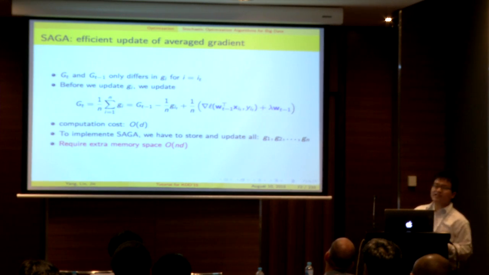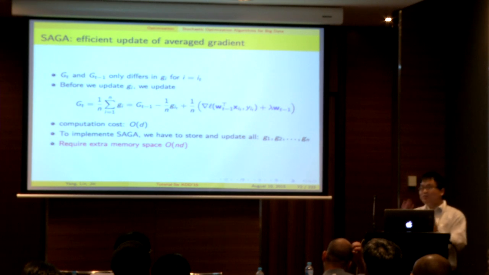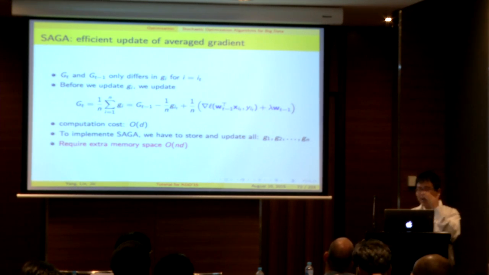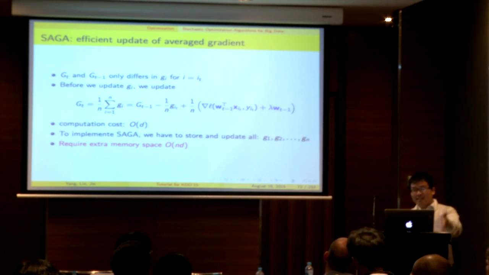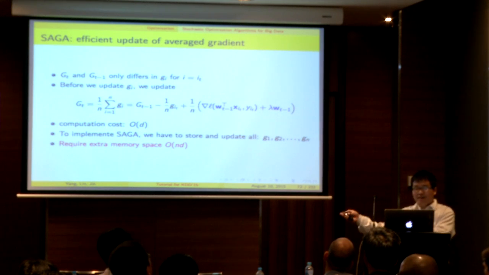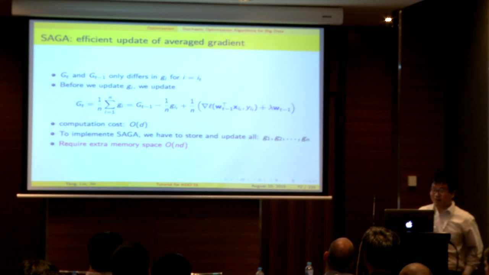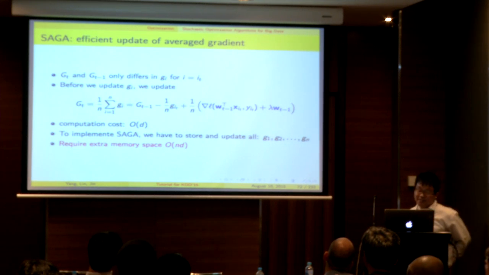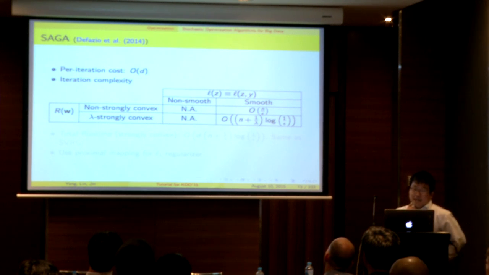But I think O(nd) is not bad, because it's exactly the data size, right? As long as you can store another data set, which is exactly the same as your current data set, then you can afford to run this SAGA algorithm. It's not really a big requirement as far as I know. So here are the complexity results.